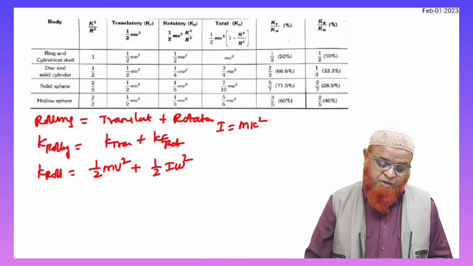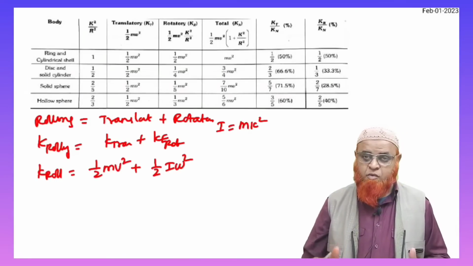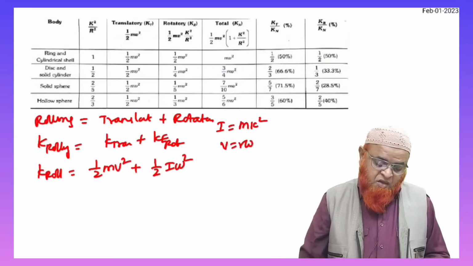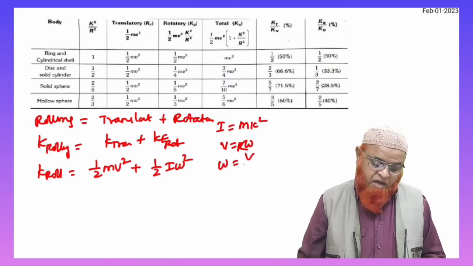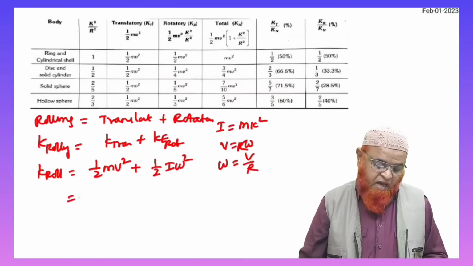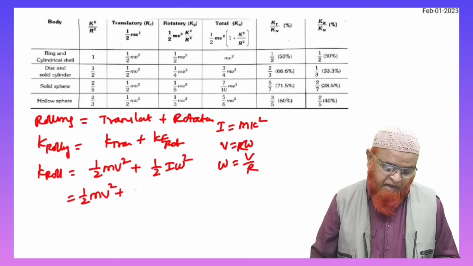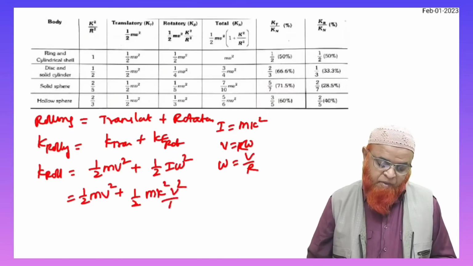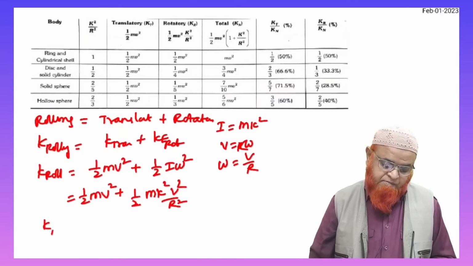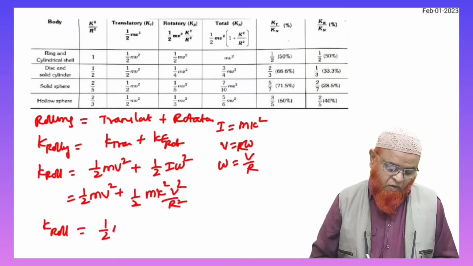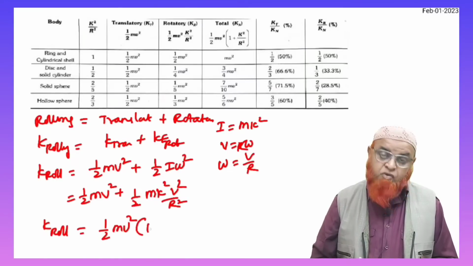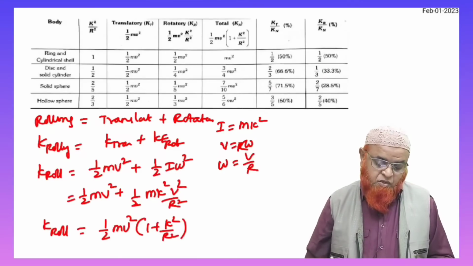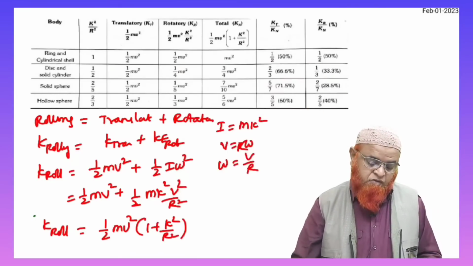Here you can consider I to be mk square, which is the general formula for moment of inertia, where k is the radius of gyration. And you all know that V is equal to R omega, so omega can be taken as V by R. Substituting, the kinetic energy of a rolling body is half mv square plus half mk square times omega square, and omega square is V square by R square. So the kinetic energy of a rolling body is half mv square, and if you take it common, you get 1 plus k square by R square. This is the formula for the kinetic energy of a rolling body.